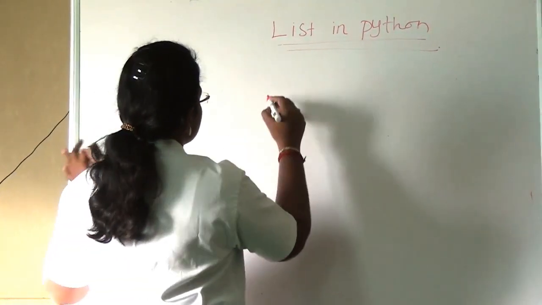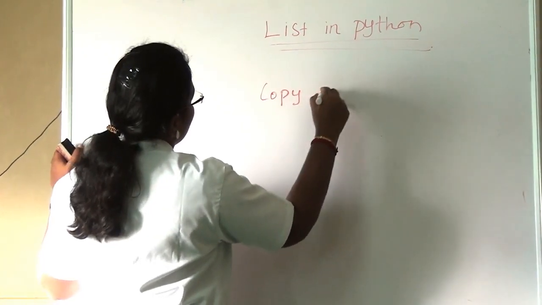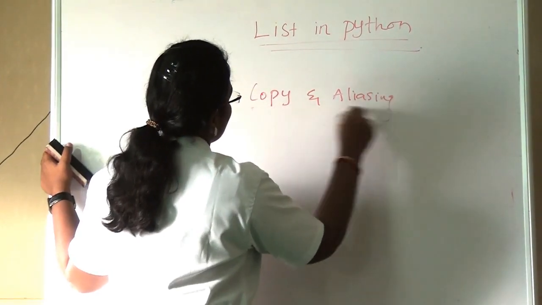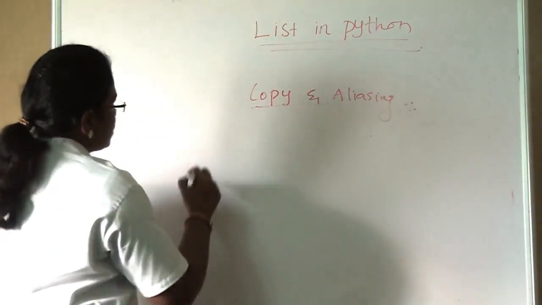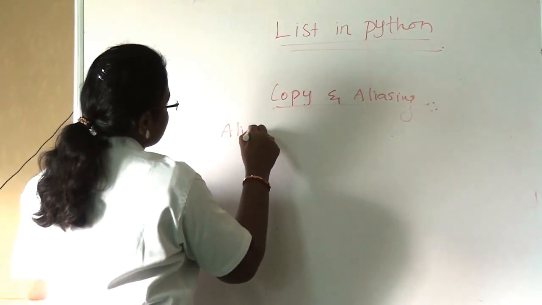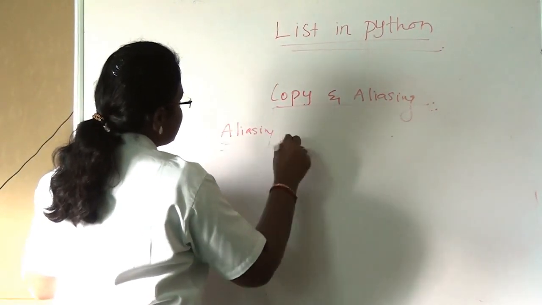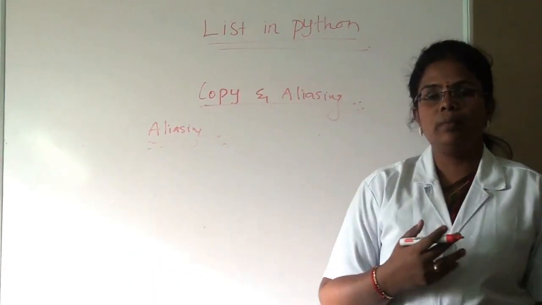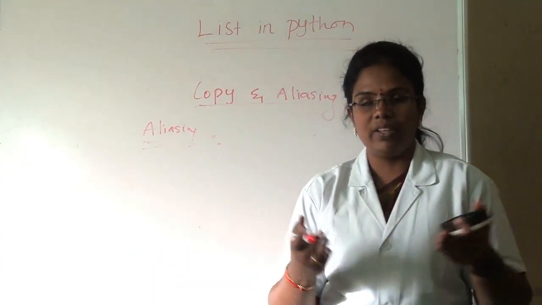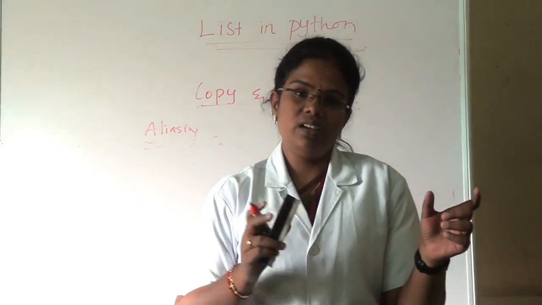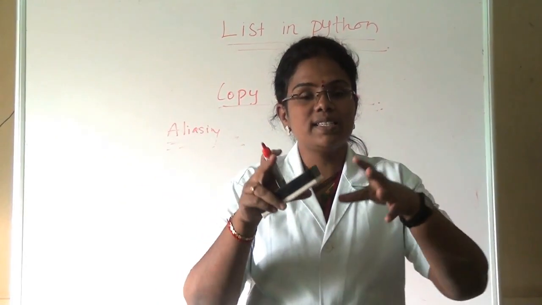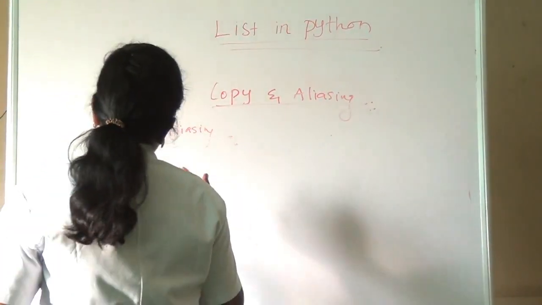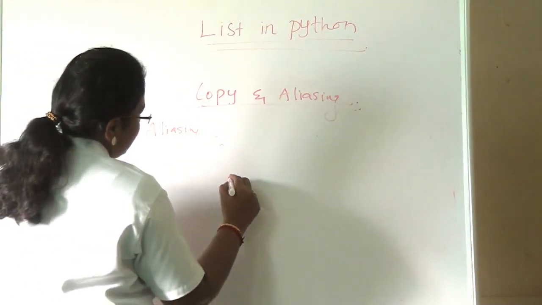Then the last topic is copy and aliasing. First, let's look at aliasing. Aliasing is giving another name to one variable or one list. For example, two persons can have the same name, for example CSC1; both are the same person but with a different name. That is aliasing. In a list, you can obtain aliasing by using the equal to operator.